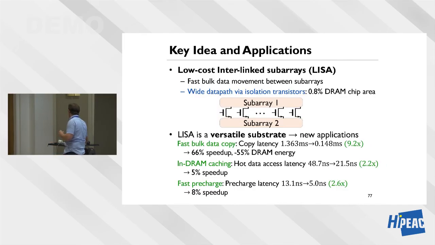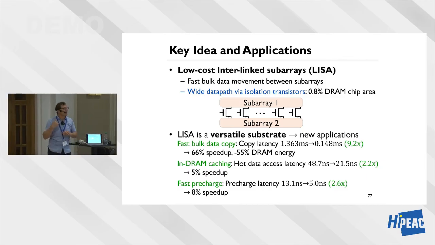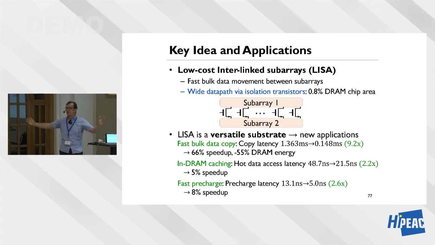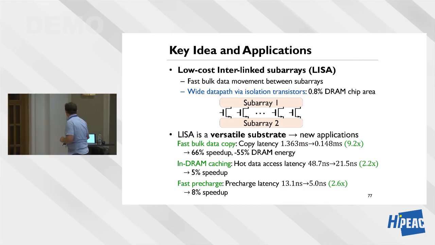Let me give you the very quick idea. Essentially, we add isolation transistors between subarrays. This subarray is connected to this subarray, and they have isolation transistors, so that whenever this isolation transistor is enabled, you can copy data from the row buffer of this subarray to the row buffer of another subarray. If it's disabled, you won't be able to copy data. Now this adds a little bit more cost, but it adds a little bit more connectivity to the memory subsystem in the DRAM. And again, if you're interested, there's a lot more to do in this area.